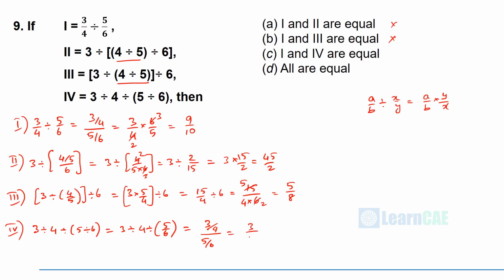This is equal to 3 by 4 into 6 by 5, which again is 2, 3, 9 by 10. So the answer is 1 and 4 are equal. Both are having 9 by 10 as the answer. Option C.